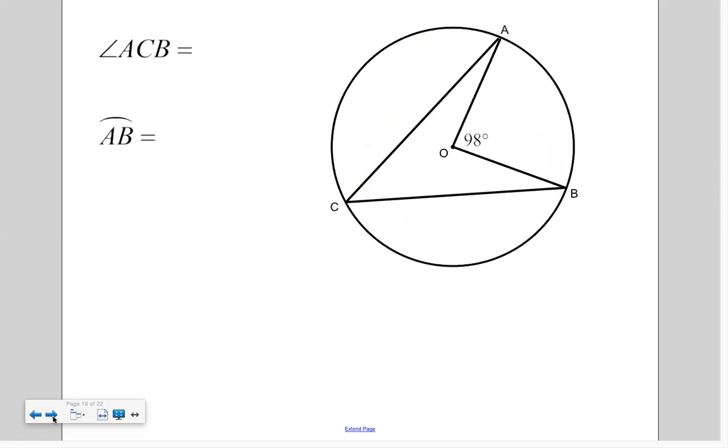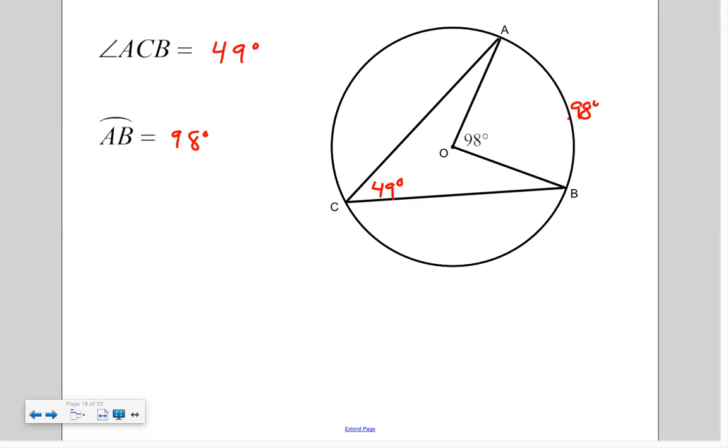All right. Here's the relationship I was talking about a couple minutes ago. We have a central angle that's 98 degrees, right? And we need to know what the arc measure AB is, and what the inscribed angle ACB measures. Well, we know that the central angle is equal to the arc degree measure. So arc AB is 98 degrees. And we know the inscribed angle is half of that measure. This is 49 degrees. Okay.